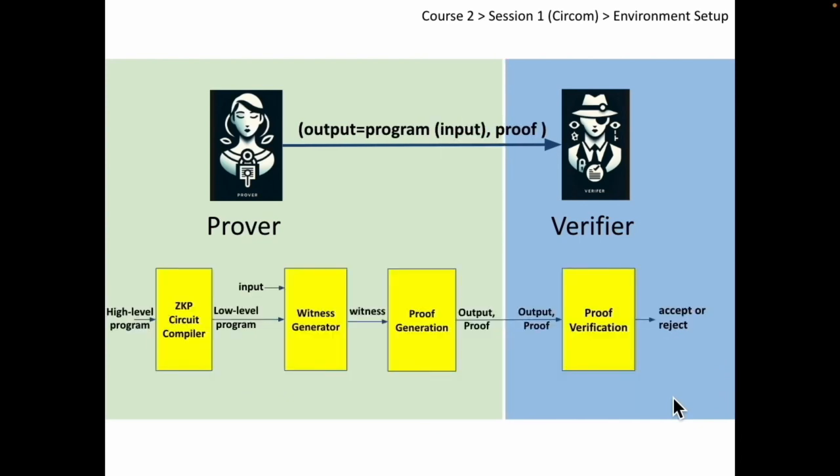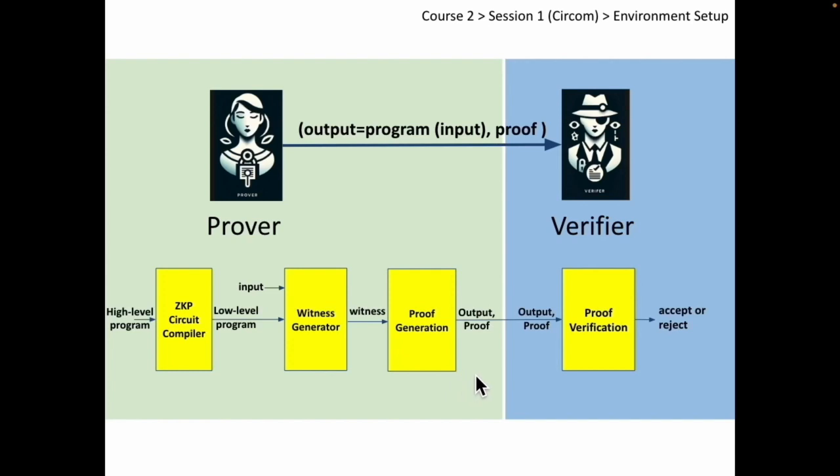Let's break down the zero-knowledge proof process into simpler terms for developers. We start by writing a high-level language. Next, the ZKP circuit compiler transforms it into a low-level program. The witness generator receives the circuit and private input, then generates a witness. Subsequently, a proof generator runs the code, producing both the proof and the output.